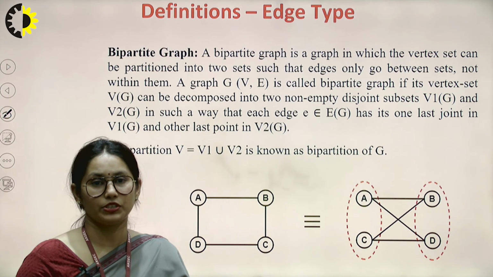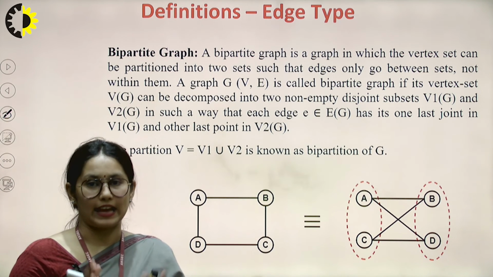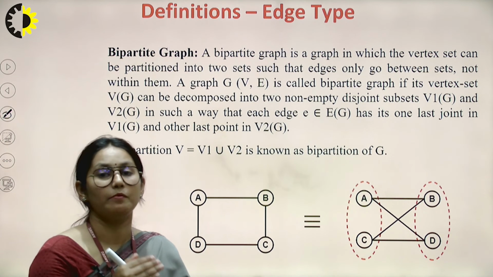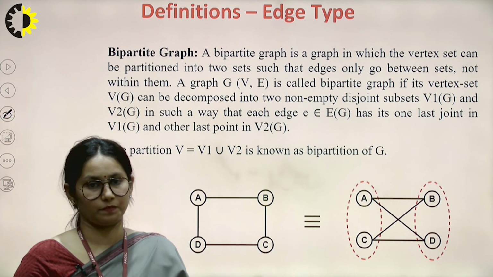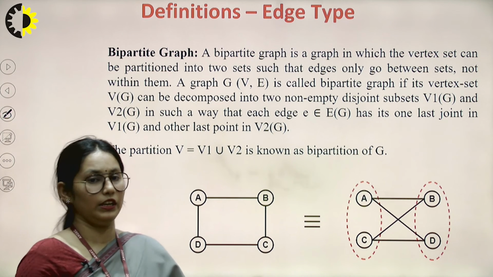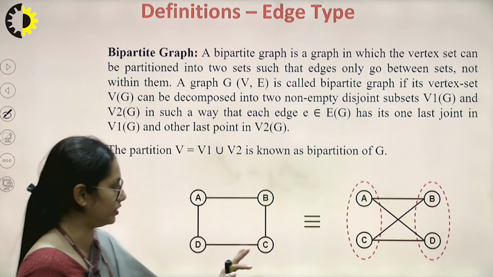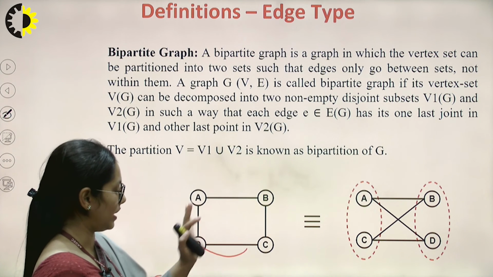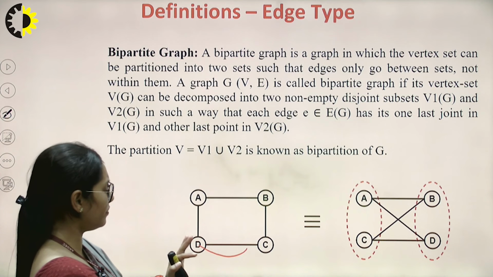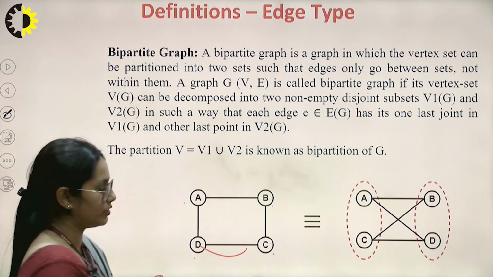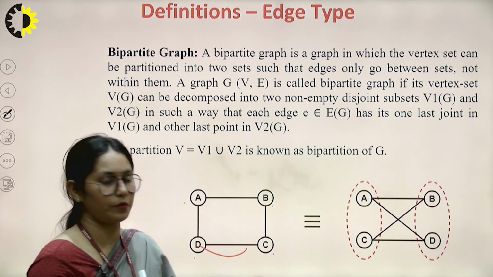You are going to partition these two sets such that there should not be any edge among the vertices within your sets. So what does it mean? Let's take an example here. I have a graph. There are 4 nodes, 1, 2, 3 and 4. So in these 4 nodes, what do I have?